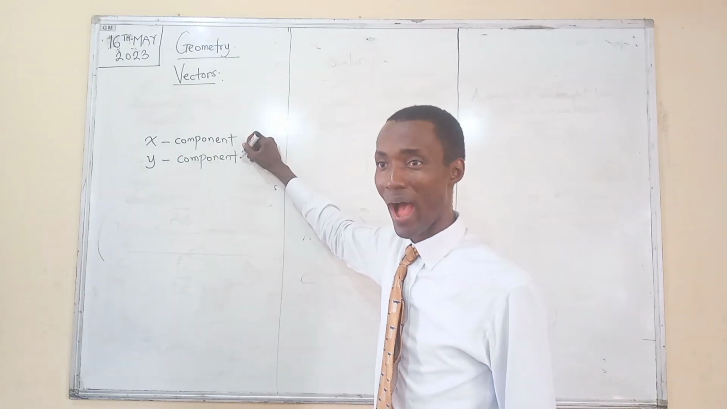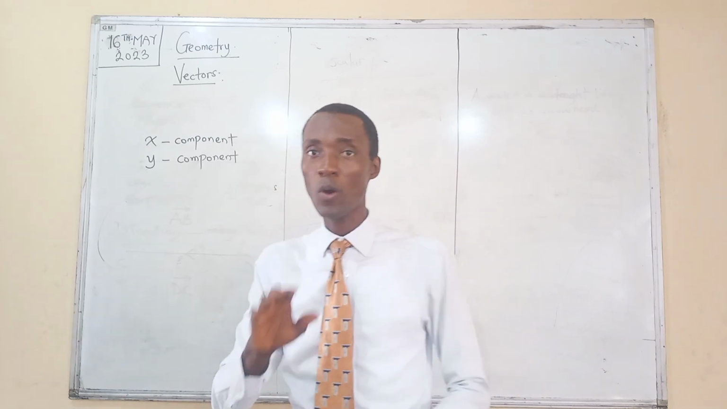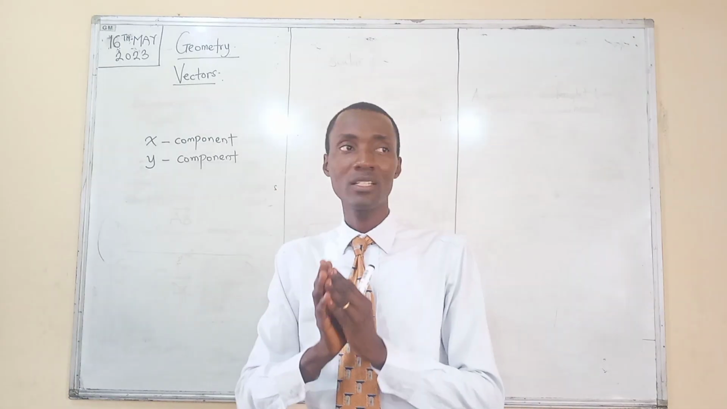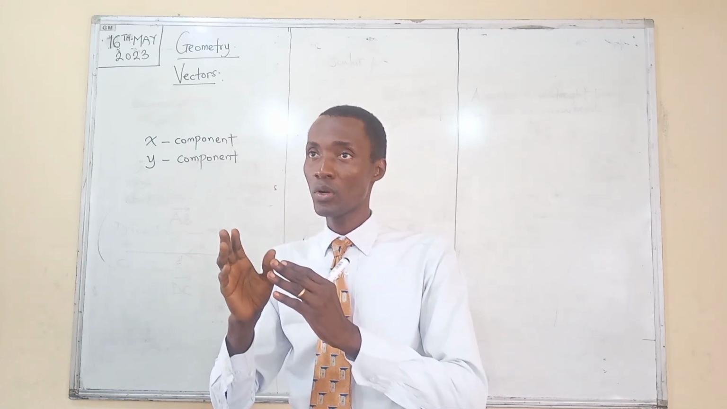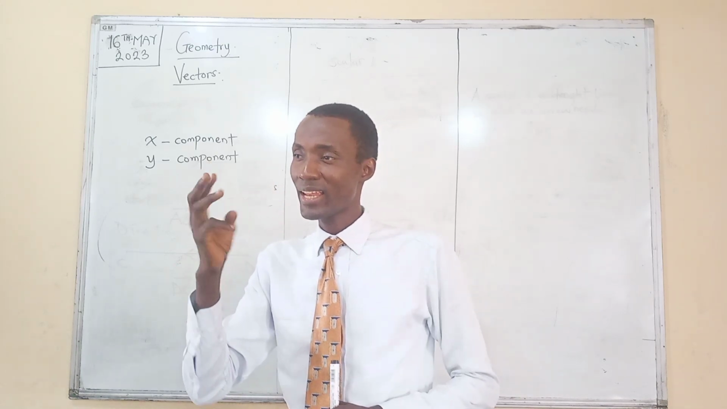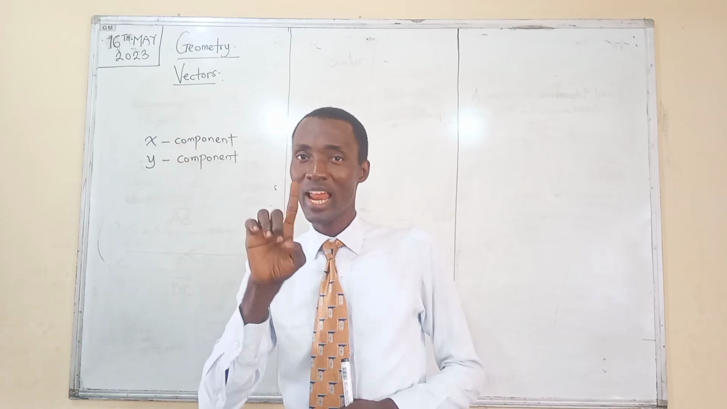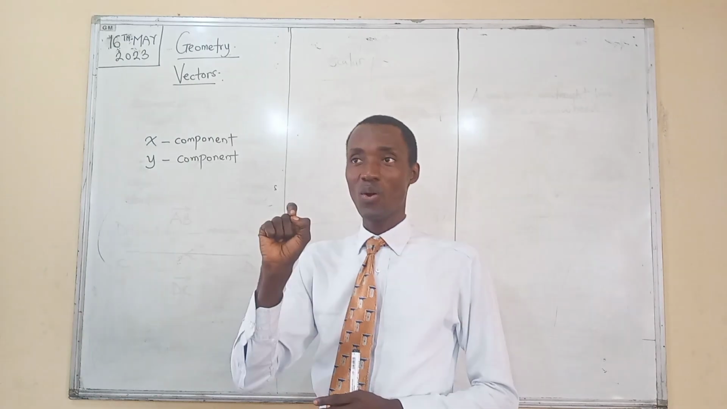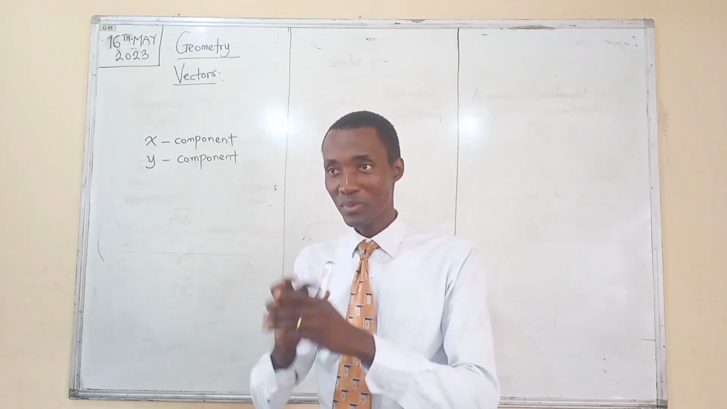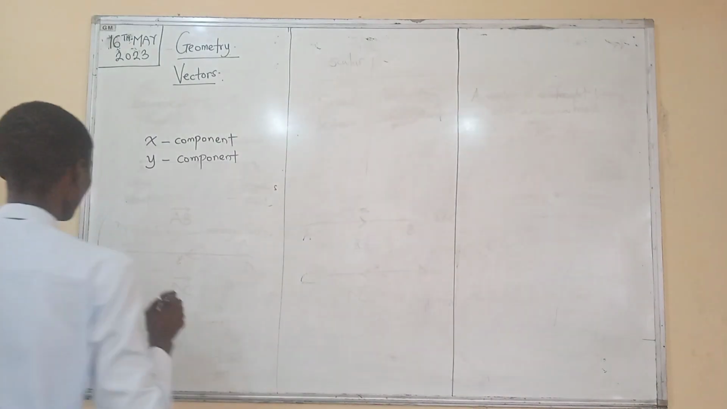X and y. So it means that for every vector described in the Cartesian coordinate system of two axes, there are three options you can have. You can either have it as only x, only y, or what? Both. So let's look at something here.